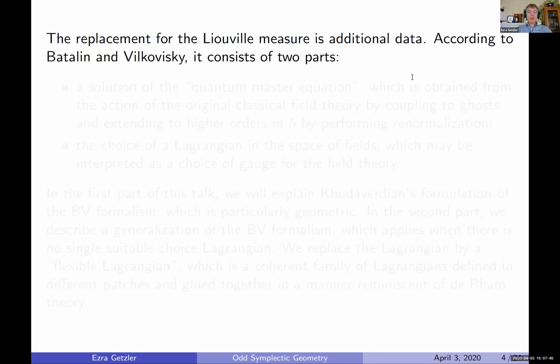So what we have to do in the Batalin-Vilkovisky formalism is find a replacement for the Liouville measure. As you know, the Liouville measure gives you in symplectic geometry a way of, if we're given an observable, a function on the phase space, we can integrate it, and that gives some sort of expectation value. Now, in the Batalin-Vilkovisky formalism, instead, we need to find a replacement for that integration, and I'm going to give you a 1-hour course on that replacement today.